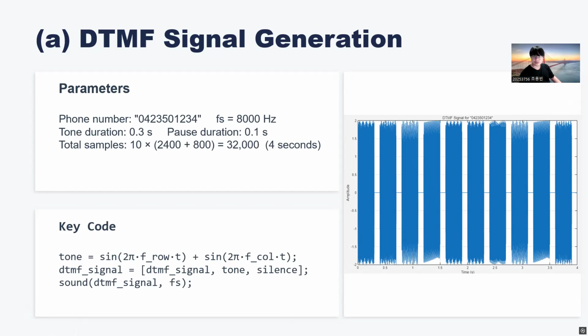Our sampling frequency is 8000 Hz, which is more than sufficient for the highest DTMF frequency, which is 1477 Hz. At this rate, each tone consists of 2400 samples and each silence is 800 samples. For a 10-digit number, the tone signal length is 32,000 samples, or exactly 4 seconds.